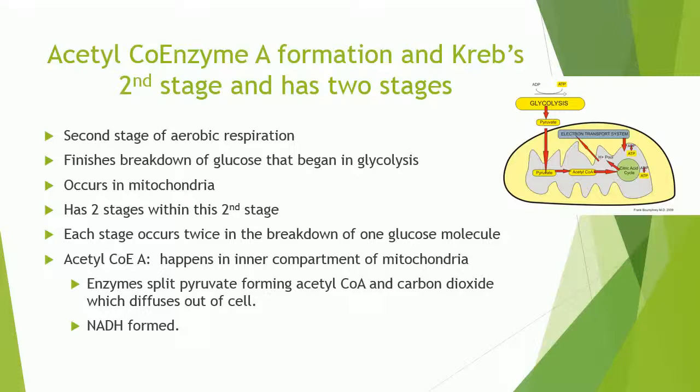Where this happens in the mitochondria, you're going to have enzymes, which we've talked about before, so think Pac-Man, that's going to split pyruvate, and it's going to form acetyl coenzyme A and carbon dioxide, which is going to diffuse out of the cell. And then you're also going to have NADH formed.